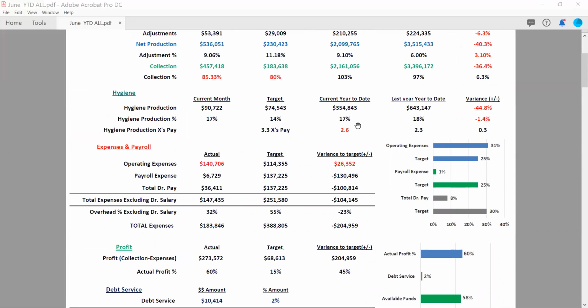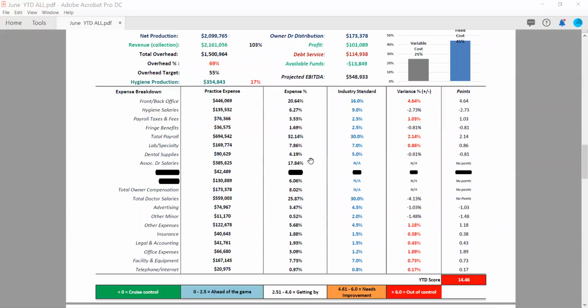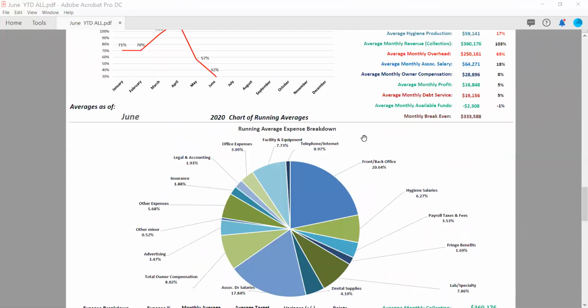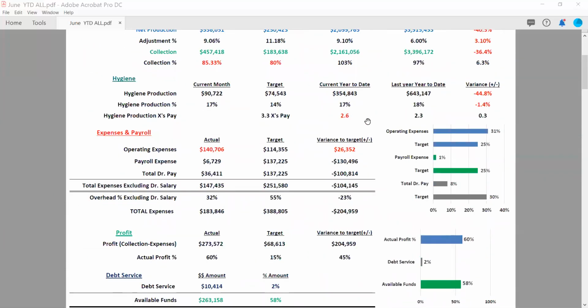So again, this could be an issue where we need more hygiene hours, more hygiene time to bolster that production up. A lot of times I see overages on the scorecard and on this report. I like this report because it lays it out nicer, I think. If we see hygiene salaries over budget, I will look directly to this number, production versus pay, to see if they're healthy. If they are producing 3.3, 3.5, and they're still over budget, then I look to the production percentage. And I can guarantee you it's probably high because the doctor production is lacking a little bit, right?